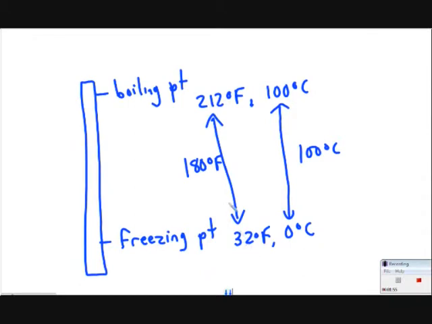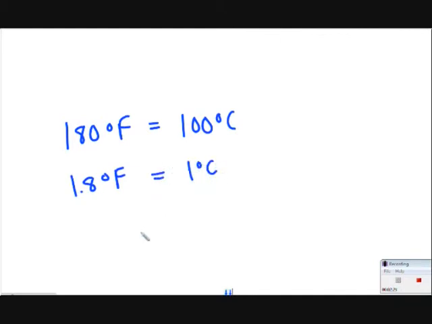And so it takes 180 degrees Fahrenheit to span the distance between these 2 points, and it takes 100 degrees Celsius. So therefore, we know that 180 degrees Fahrenheit is the equivalent to 100 degrees Celsius. So a change in 180 Fahrenheit is equal to a change in 100 Celsius. If we reduce this and simplify it, we get that 1.8 degrees Fahrenheit is equal to every 1 degree Celsius. So which is bigger? 1 degree Celsius is definitely a lot bigger than 1 degree Fahrenheit. It's a bigger change, almost twice the change.